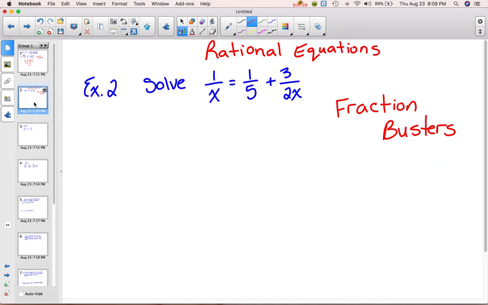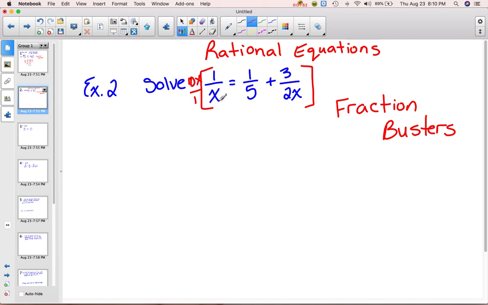These rational equations are a little more complicated, and we did these last year as well. Still going to use fraction busters. What you're going to pay attention to, now this one, there's no sums or differences in the denominator. So I know that I'm going to have an x, and then 5 times 2 is 10. So 10x is what we're going to use as that common denominator. So I'm going to multiply everything by 10x. And again, if you want to put it over 1, you can.